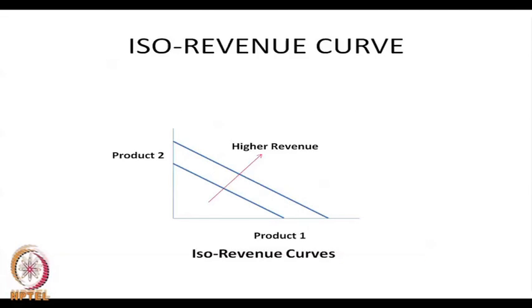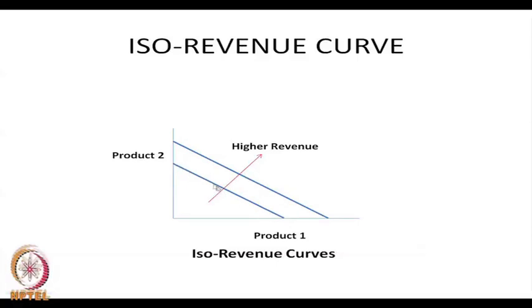Now, we see the iso revenue curve. If each product has a particular price, then we can realize some revenue by selling different amounts of material. That is, if the price is P1 for product Q1, then P1 Q1 plus P2 Q2 is the revenue. So, this could be one revenue, and a higher revenue can be realized if we have more products manufactured, product 1 and 2.